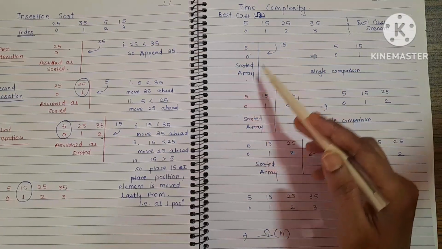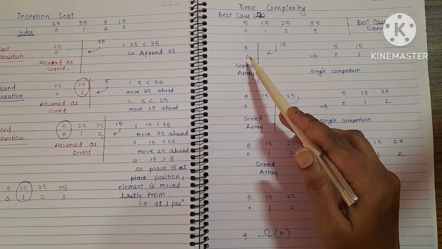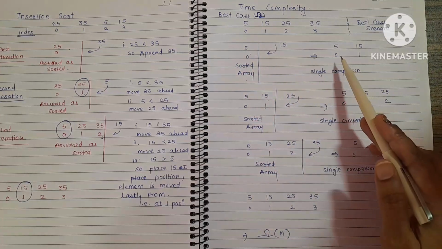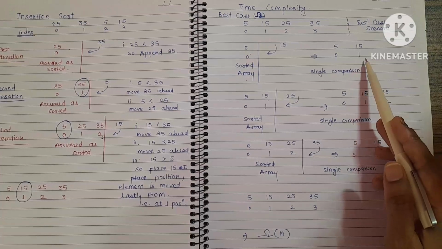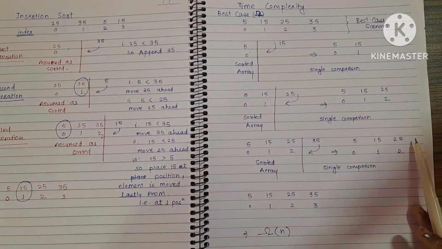Moving with the first iteration, we try to insert this 15 element into the sorted array of a single element, that is 5. On comparing this 15 with 5, we find that 5 is less than 15, so 15 must be appended at one position, and it involves one comparison.